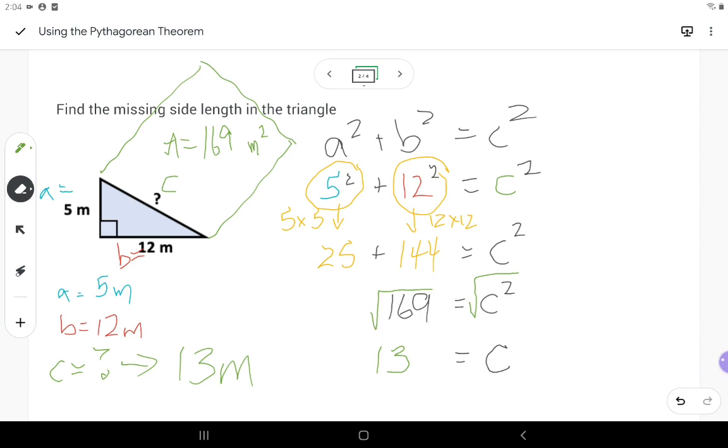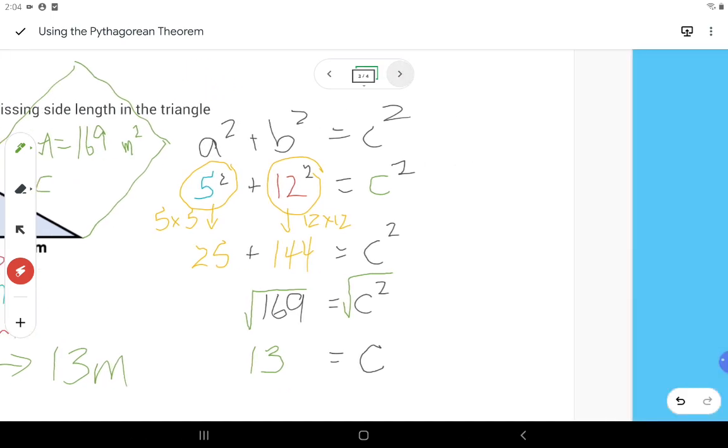Okay? So, I wrote my formula. I substituted into my formula the things that I knew. I followed order of operations to deal with my exponents before I did my addition. Once I found my answer equaling c squared, I simply took the square root of both sides to find my final answer for c. Okay, let's do another one.